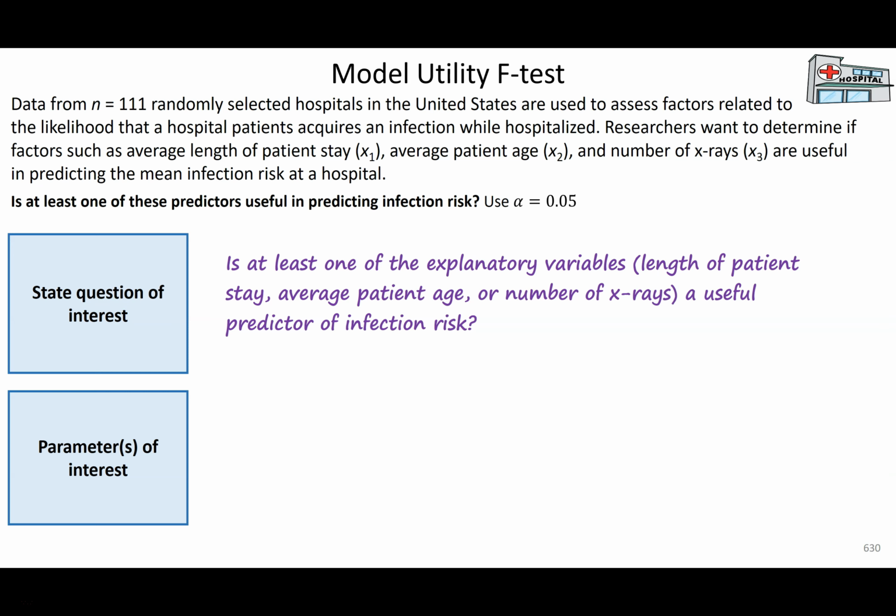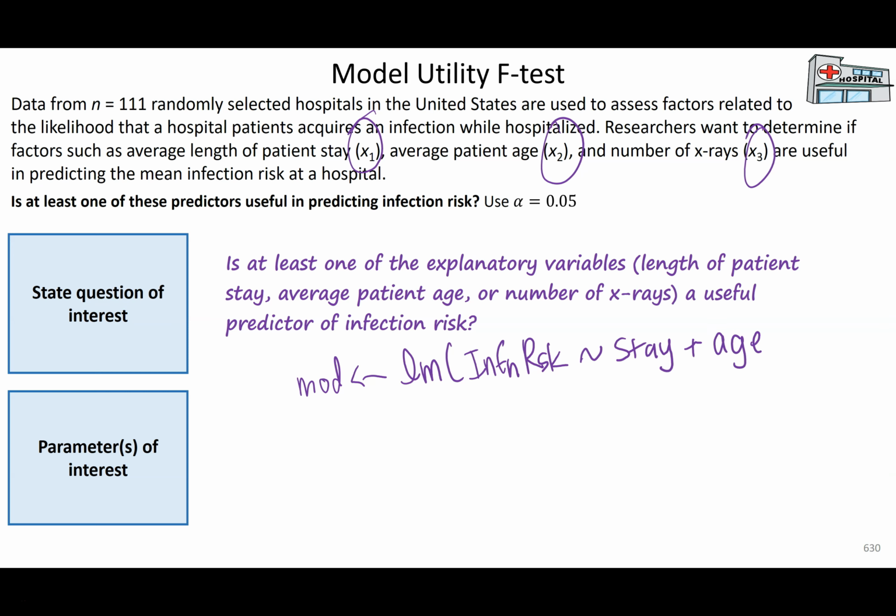Here I have it labeled that length of patient stay is x1, average patient age is x2, and number of x-rays is x3. So this is the order that I'm going to be putting them into my model. When you are in R and you fit lm, you have infection risk, I forget exactly what we called it, and then you'll have stay plus age plus x-ray. This is implying that this is the order that I put it into my model.